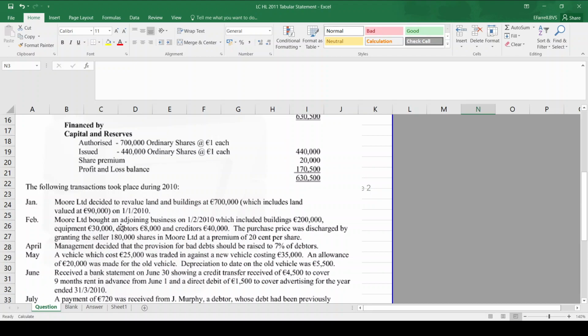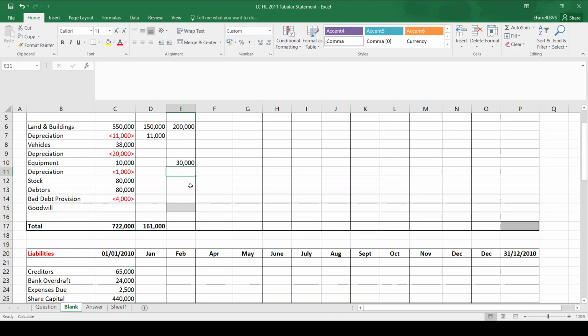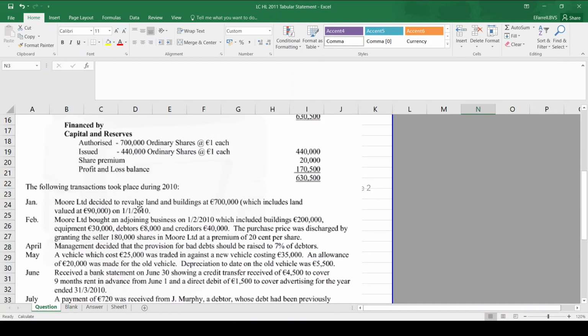Debtors were 8 and creditors were 40. So debtors will be up here 8 and creditors will be a liability of 40,000. It then says that the purchase price was charged by granting the seller 180,000 shares at a premium of 20 cents. Well, they're €1 shares, so the premium is 20 cents. That's 20% of €1. So the share premium is 20%.